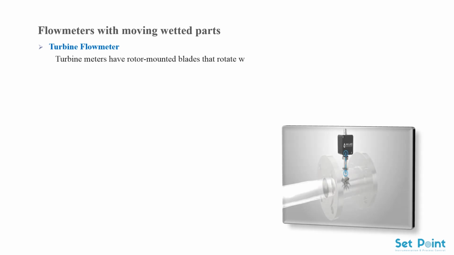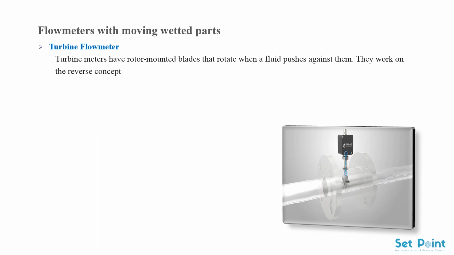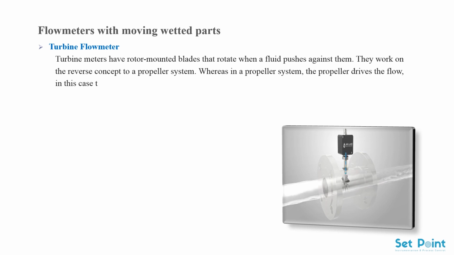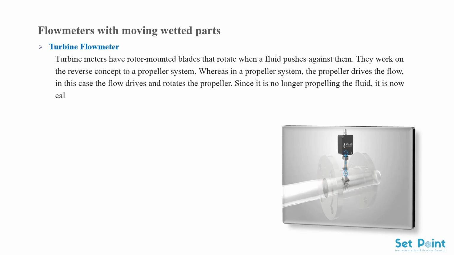Turbine flowmeter. Turbine meters have rotor-mounted blades that rotate when a fluid pushes against them. They work on the reverse concept to a propeller system. Whereas in a propeller system, the propeller drives the flow, in this case the flow drives and rotates the propeller. Since it is no longer propelling the fluid, it is now called a turbine.